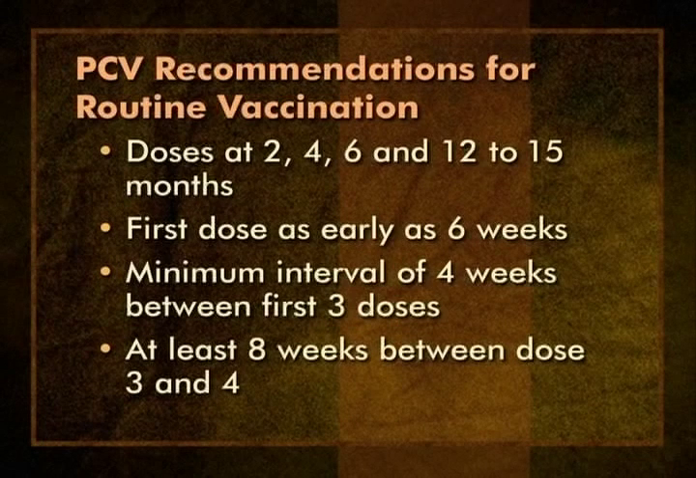with a booster dose at 12 to 15 months. The first dose may be given as early as 6 weeks of age. If an accelerated schedule is needed, a minimum interval of 4 weeks should separate each of the first 3 doses. At least 8 weeks should separate the 3rd and 4th doses.